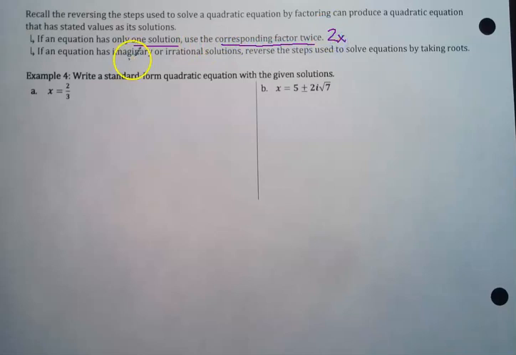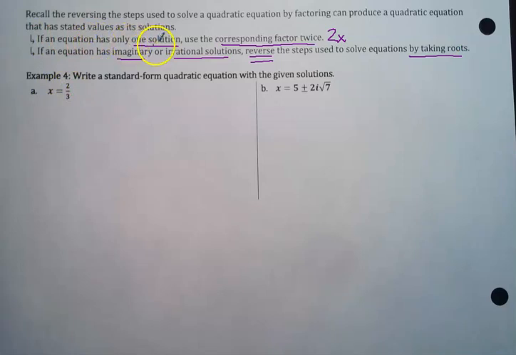If an equation has imaginary or irrational solutions, reverse the steps used to solve equations by taking roots. So reverse it by taking roots. Okay, so we're going to look at an example for both of those. So example 4, we're going to write a standard form quadratic equation with the given solutions. So A, x is equal to 2/3. That's an example of this first one.